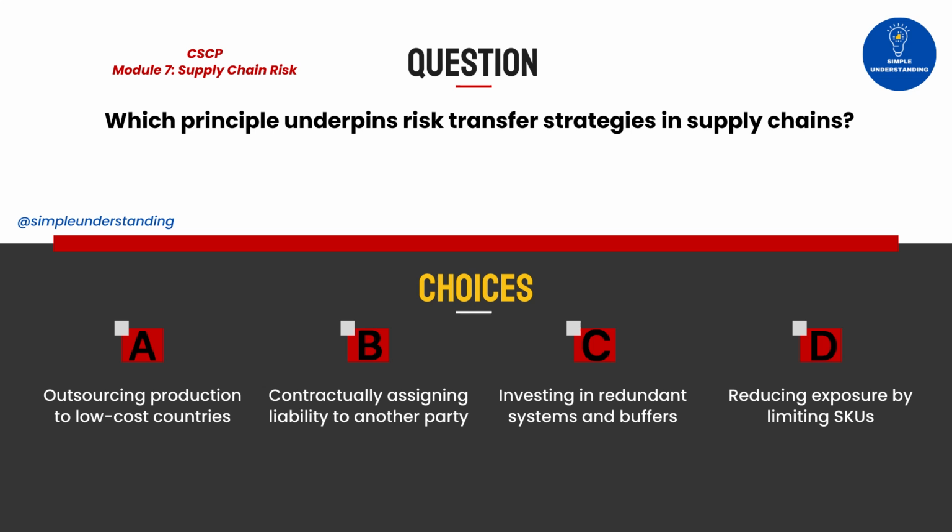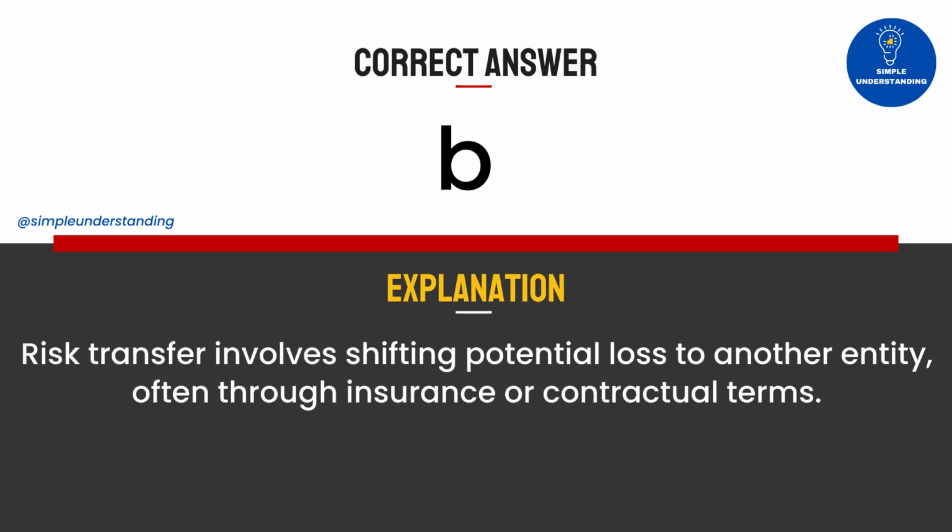15. Which principle underpins risk transfer strategies in supply chains? A. Outsourcing production to low-cost countries. B. Contractually assigning liability to another party. C. Investing in redundant systems and buffers. D. Reducing exposure by limiting SKUs. Correct answer: B. Explanation: Risk transfer shifts responsibility for loss through insurance or contract clauses, reducing internal burden.